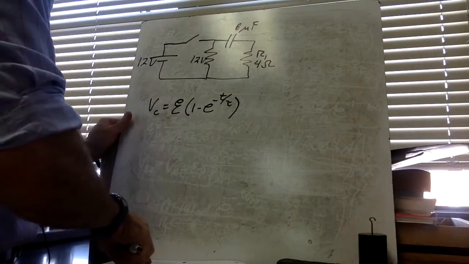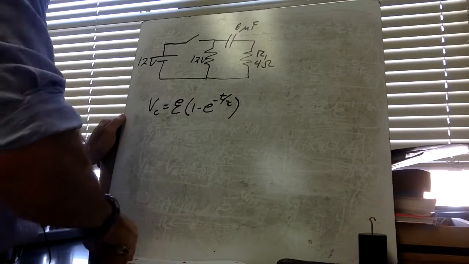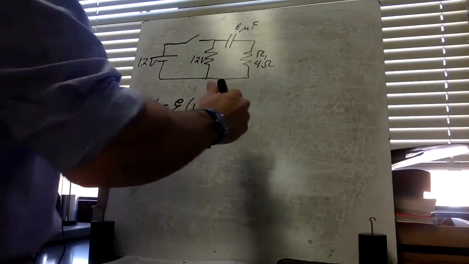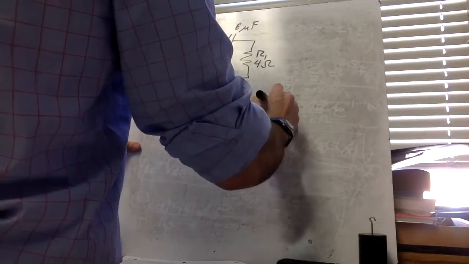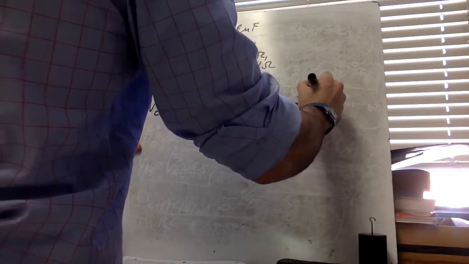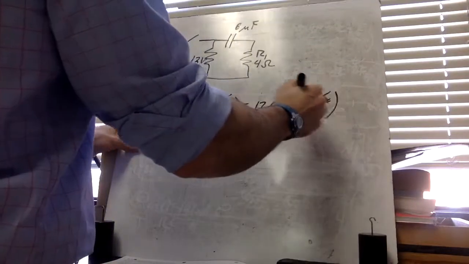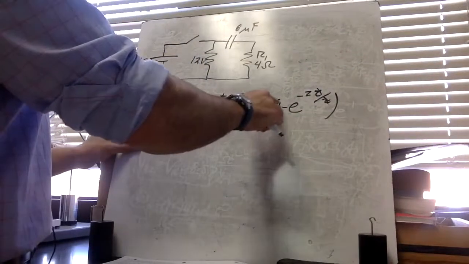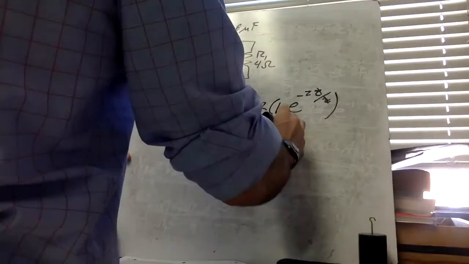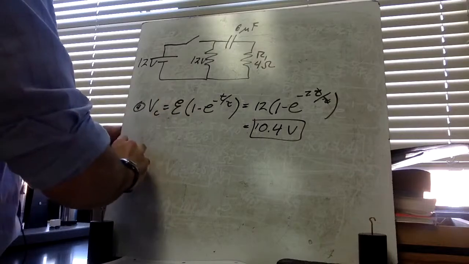And then this wants to know what are the potential differences across R1 and R2. All right, so why don't we just solve this quickly, because this is going to be 12, 1 minus e to the negative. Now t here is 2 tau over tau, right? So that simplifies to just e to the negative 2. So 12 times 1 minus e to the negative 2, and that gives me 10.4 volts, right? That's going up as time goes on.